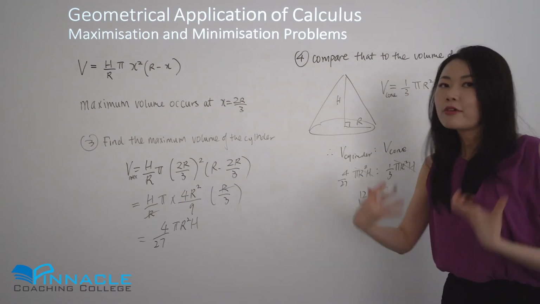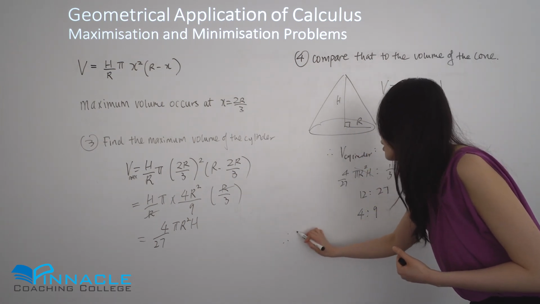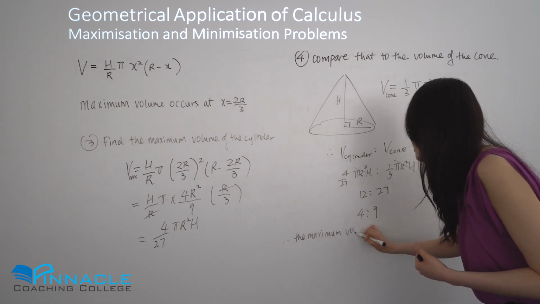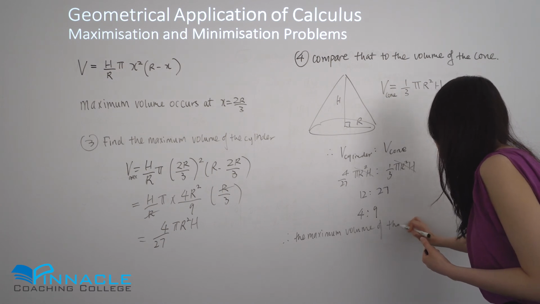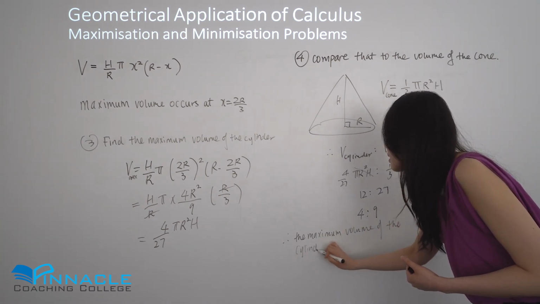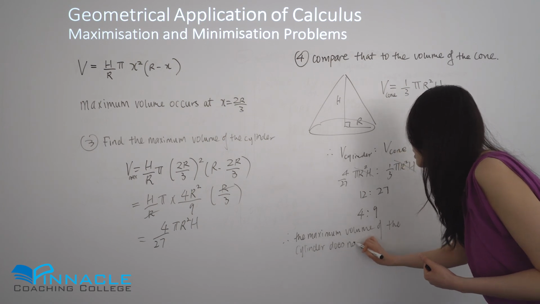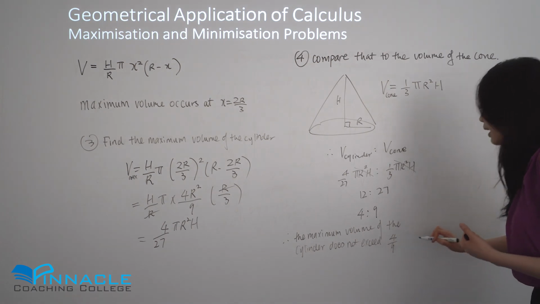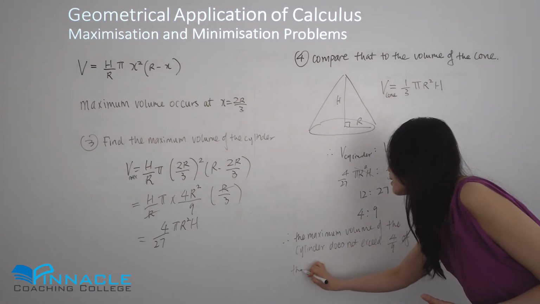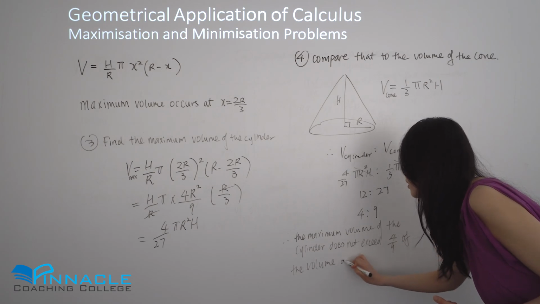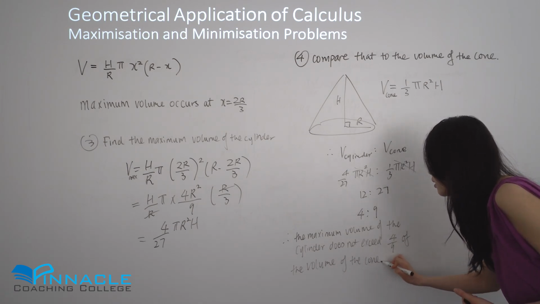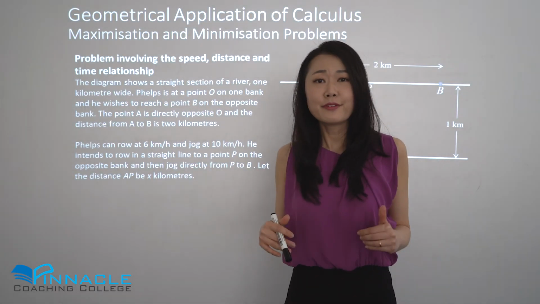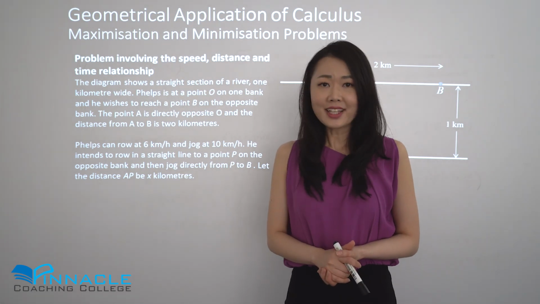So therefore, just going back and addressing the question, the maximum volume of the cylinder does not exceed 4/9 of the volume of the cone. And that is it.